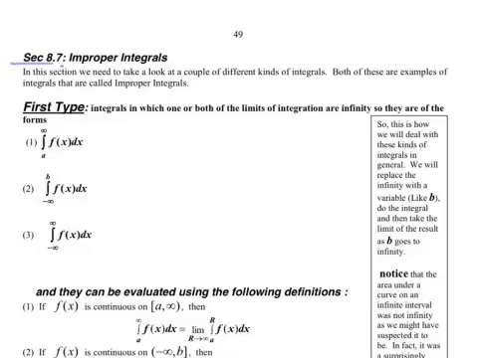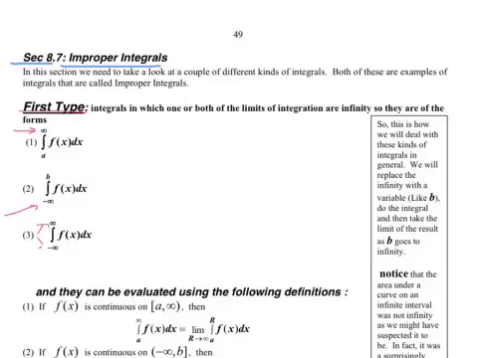Section 8.7 Improper integrals, which are integrals that involve infinity. There are two types of improper integrals. The first type with infinity as upper limit, lower limit, upper and lower.